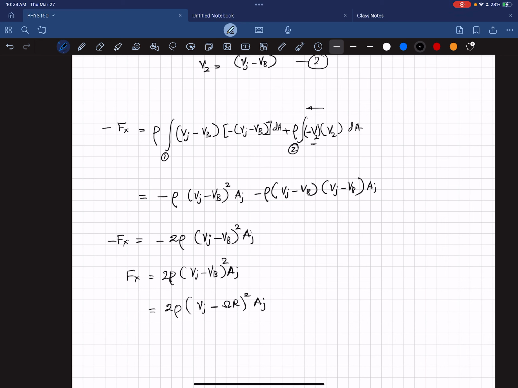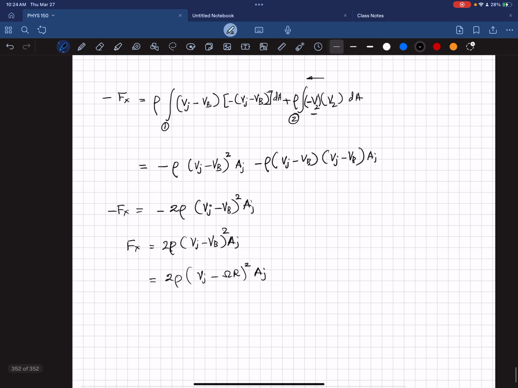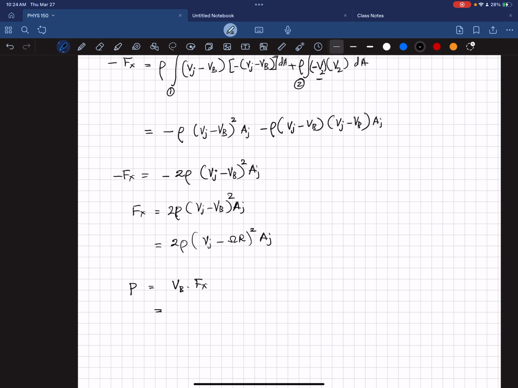So the next question is at what angular velocity is the maximum power delivered? Power is Vb times Fx. Vb is omega r, so we can write 2 rho omega r Vj minus omega r squared Aj. To find the maximum power, you find dP over d omega, and it should be equal to 0 at maximum or minimum power, okay?